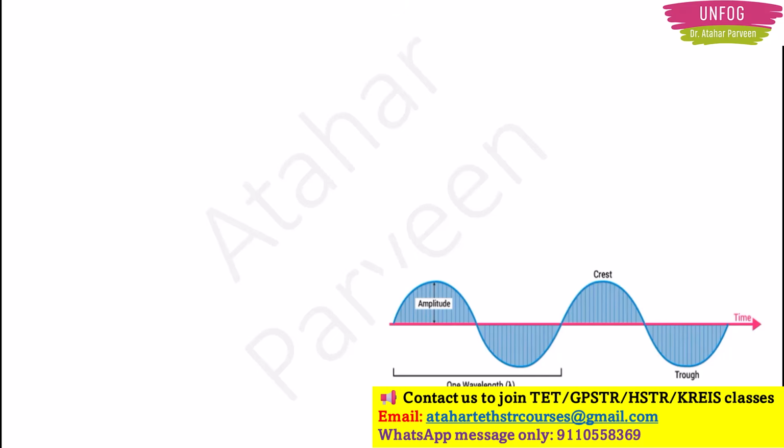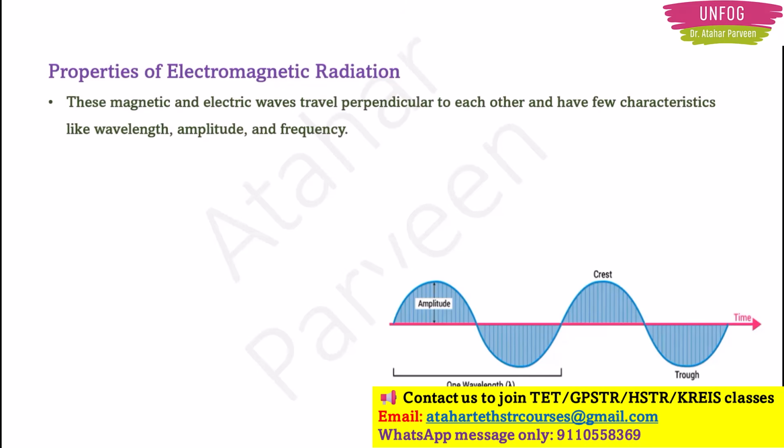Now consider this wave with amplitude and wavelength, we all talked about it, right? Crest and trough, and the x-axis which we were talking about, let us put it as time. Now we can talk about the properties of electromagnetic radiation. First, the electric and magnetic fields are perpendicular to each other, and they have a few characteristics like wavelength, amplitude and frequency, which we already talked about.